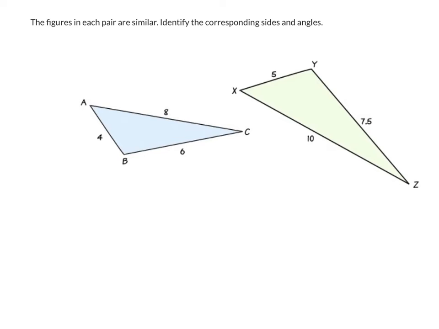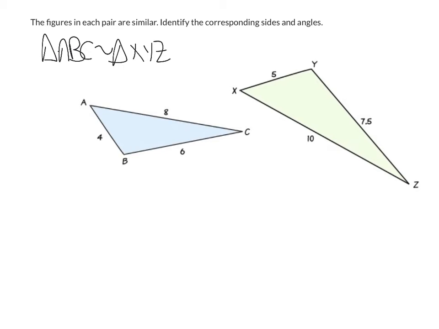So it gives me a picture and it says the figures in each pair are similar. Identify the corresponding sides and angles. And we're given the information that triangle ABC is similar to triangle XYZ. Now they give me a picture, but I don't actually need a picture. I can just look at the name, but sometimes it's kind of nice to see the picture.